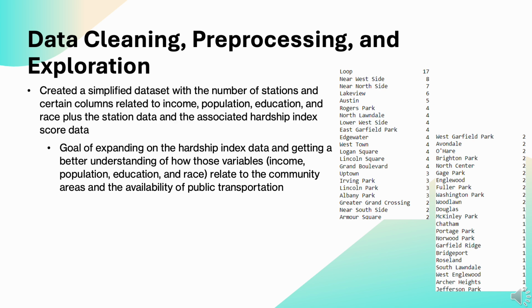We then created a simplified data set with the number of stations and certain columns from the CTA set related to income, population, education, and race, plus the station data and the associated hardship index score data. The goal here was to expand on the hardship index data and get a better understanding of how those variables, income, population, education, and race, relate to the community areas and the availability of public transportation.